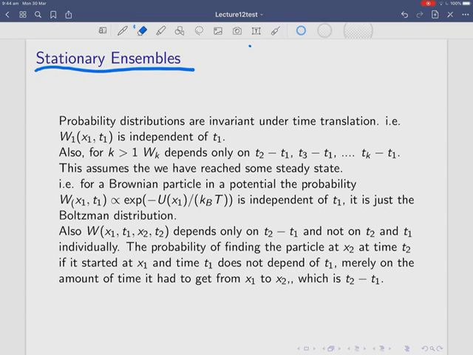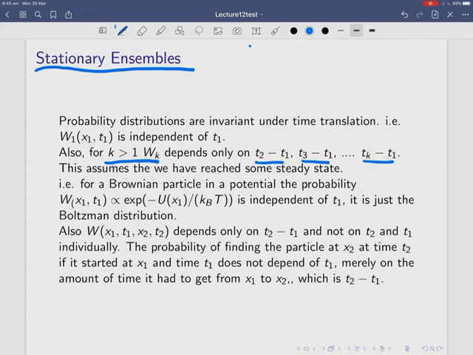Well, if we have more than one variable there, or more than one time, suppose we have several times, Wk depends only on the time differences between the different times, not on the absolute value of the times. Okay, so it doesn't depend upon where you started, but on the difference in times between x1 and x2 when you're measuring x1 and x2.